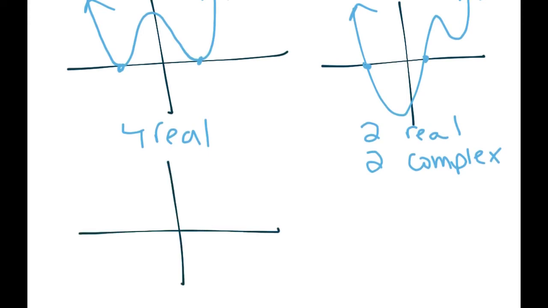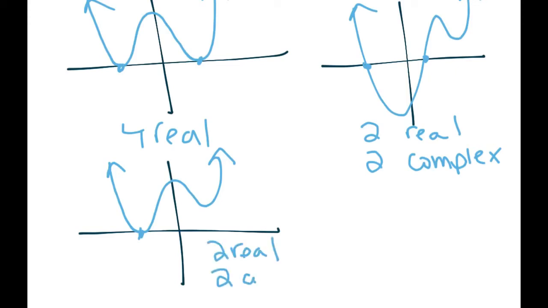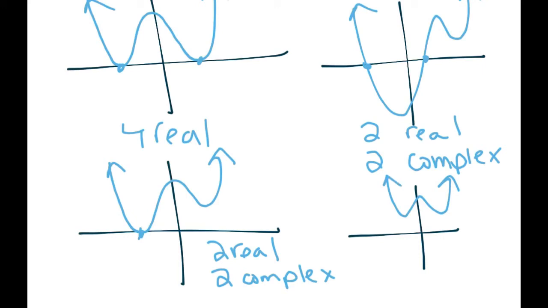What if this only hits the x-axis one time? Remember, even though it hits one time, that is a multiplicity of 2, so it's still 2 real roots and 2 complex roots. Is it possible to draw a quartic function so it never hits the x-axis? Absolutely. Anytime you have a polynomial that is even powered, 2, 4, 6, 8, both ends either go up or both ends go down. So because the degree is 4, this would have 4 complex roots.